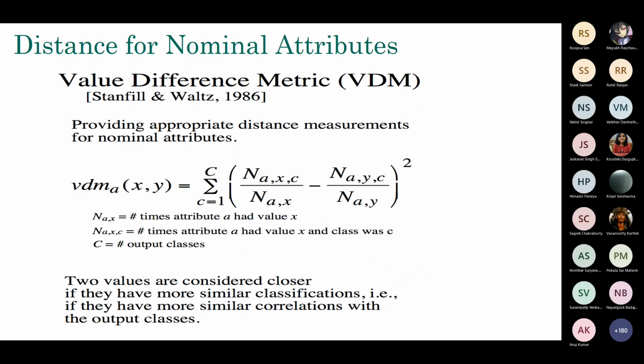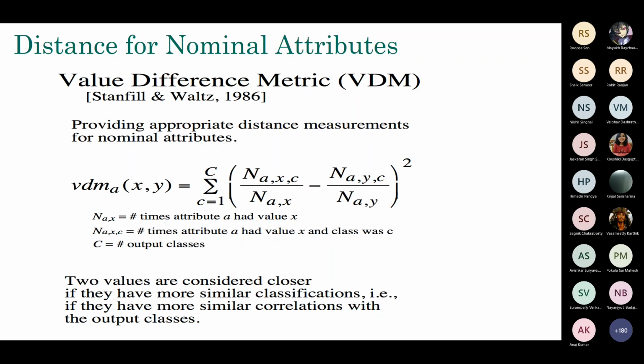Now we talked about distance metrics. What happens when you have nominal attributes? By nominal attributes, I mean that the attribute values are symbolic in nature. Don't confuse nominal attributes with discrete attributes. Discrete attributes can be numerical, for example the age in years. They are discrete, but they are numerical attributes. A nominal attribute is one which has a symbolic value, something like color.